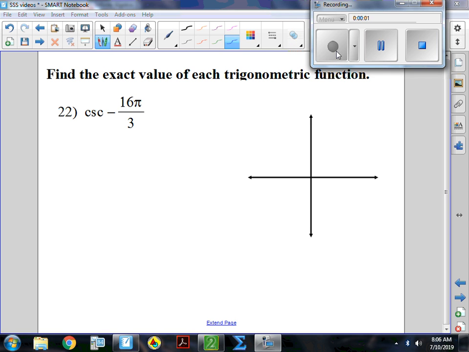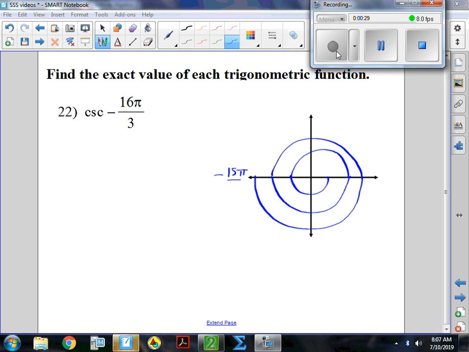Number 22 says cosecant of negative 16 pi over 3. So this would be negative pi, which is negative 3 pi over 3. Going clockwise, negative 2 pi, which is negative 6 pi over 3. Negative 3 pi, which is negative 9 pi over 3. Negative 4 pi, which is negative 12 pi over 3. Negative 5 pi, or negative 15 pi over 3.